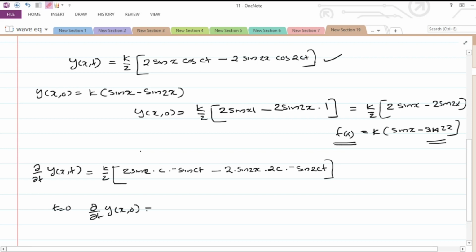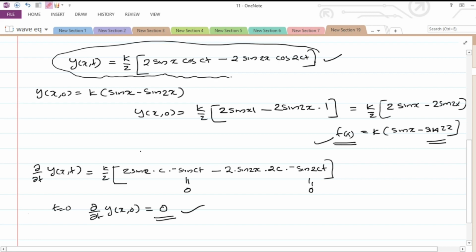that is initial velocity. So when you apply 0, sine term becomes 0 and this clearly is equal to 0. So it satisfies both these initial conditions. So we can say that this particular function, y of x,t, is a solution of that wave equation for the initial conditions given.